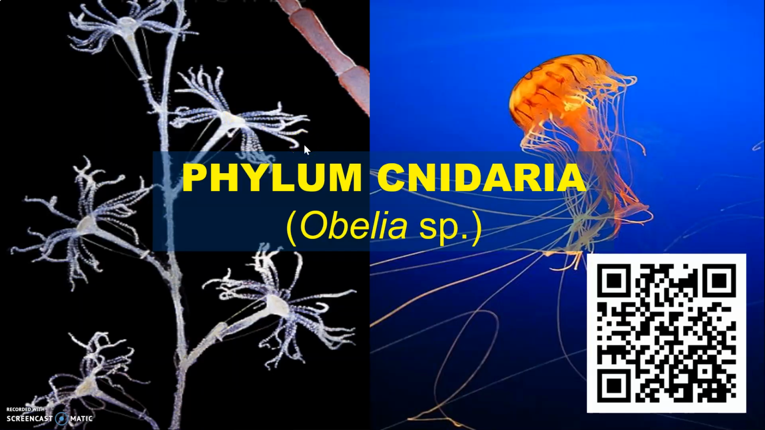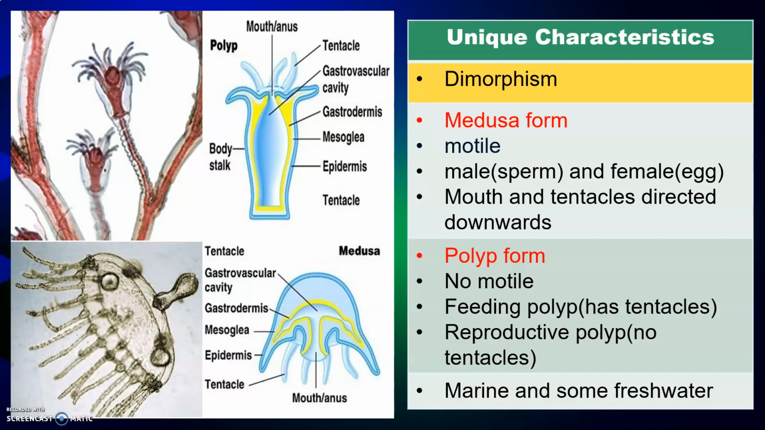The next phylum is phylum Cnidaria, for example Obelia species. The unique characteristic is dimorphism, meaning that it exists in two states. It's either the medusa form, down here in the diagram, or the polyp form, up here in the diagram. When it is in medusa form, it is motile, it can move freely, and it has gonads which produce gametes. The male produces sperm and the female produces egg.